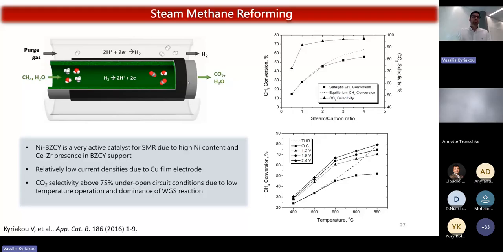That means that if you want to decrease the operation temperature of the steam methane reforming, then somehow you have to extract one of the products. And one of the products that we're interested in is hydrogen, and we could extract it. So for instance, I have plotted here the methane conversion and the CO2 selectivity to the steam carbon ratio.